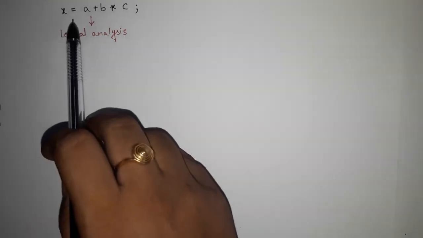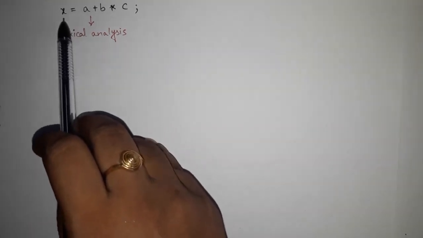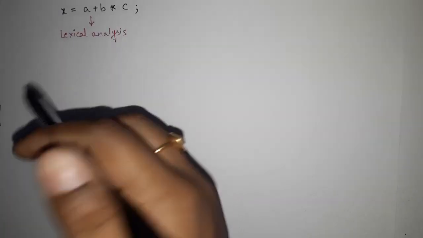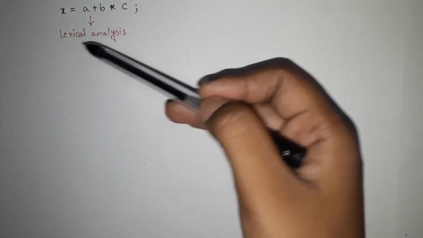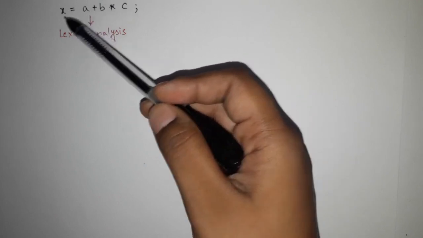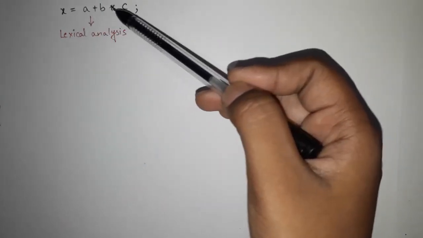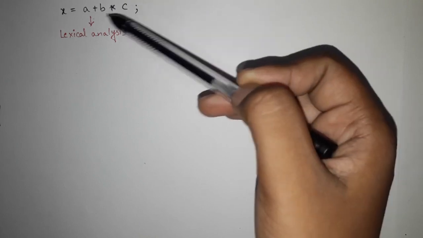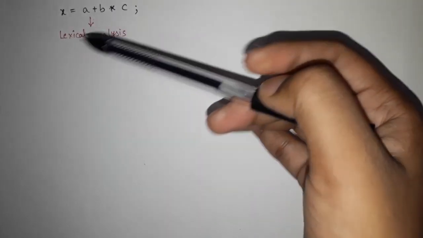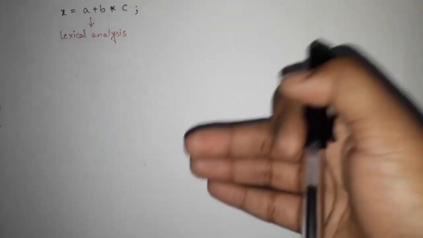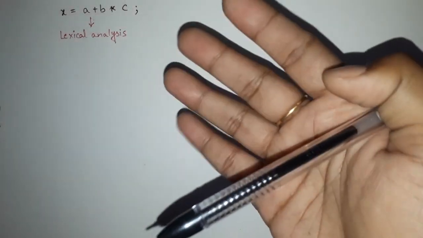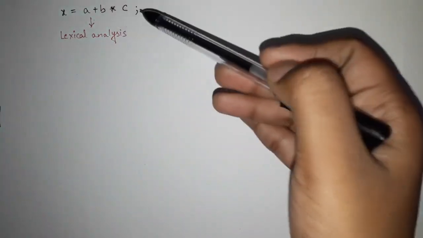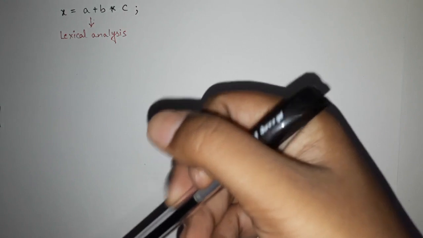Here I have taken a small piece of code, that is x = a + b * c. As we know, the first phase is lexical analysis. Originally the whole code, whatever we write in C or Java, goes into the lexical analysis phase. But for the sake of better understanding, we are taking only one single line of code and we are going to understand all the phases.